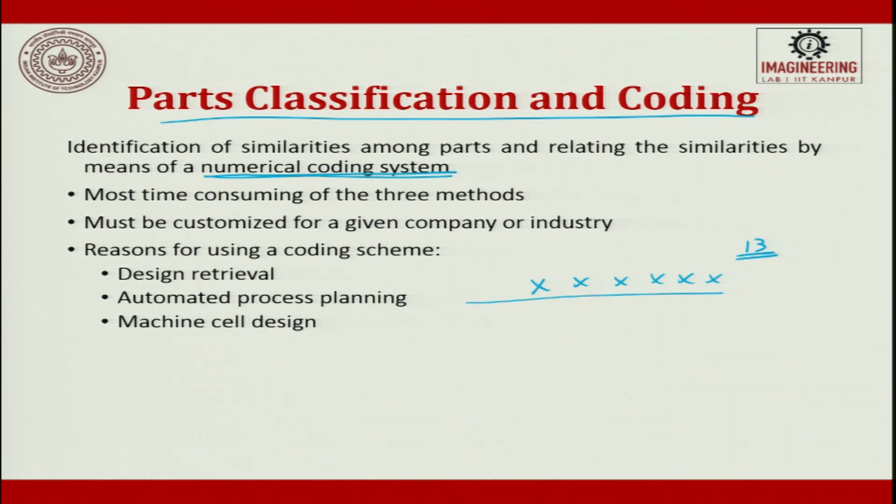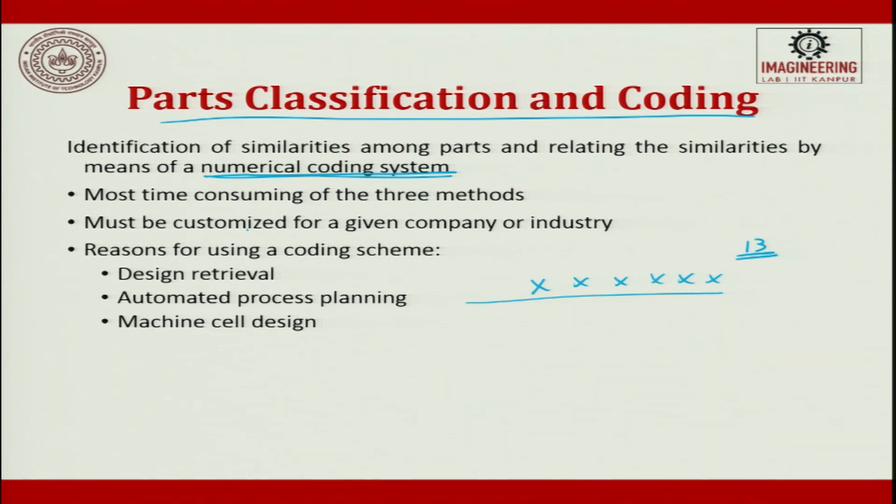So, the most important thing is to identify a coding system and follow that coding system. If you have implemented it the first time, then it becomes easy for a newcomer to take over. But what are you supposed to do? You are supposed to customize the coding system for that particular bank or for that particular industry. So, it must be customized for a given company or an industry. The reason for using a coding scheme is that design retrieval becomes easy, automating the process plan becomes easy, and machine cell design can also be done easily, provided we have a part classification and coding system in place.